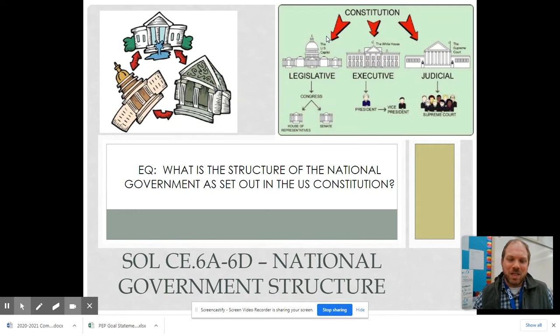We're going to be looking at a new unit today. This one is the federal or the national government. We're going to be looking at powers and structures of those guys and girls who are in Washington, D.C. making laws for us. And what does the president do? And how does the Supreme Court work? And all kinds of cool stuff like that. So your question of the day is, what is the structure of the national government as set out in the U.S. Constitution?